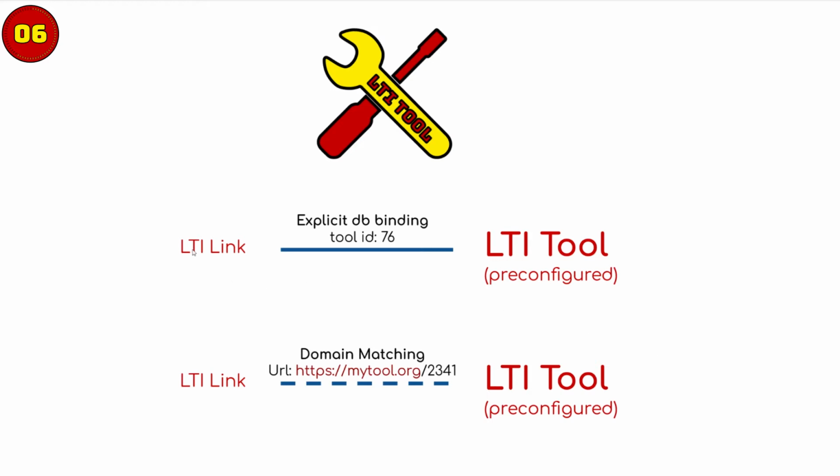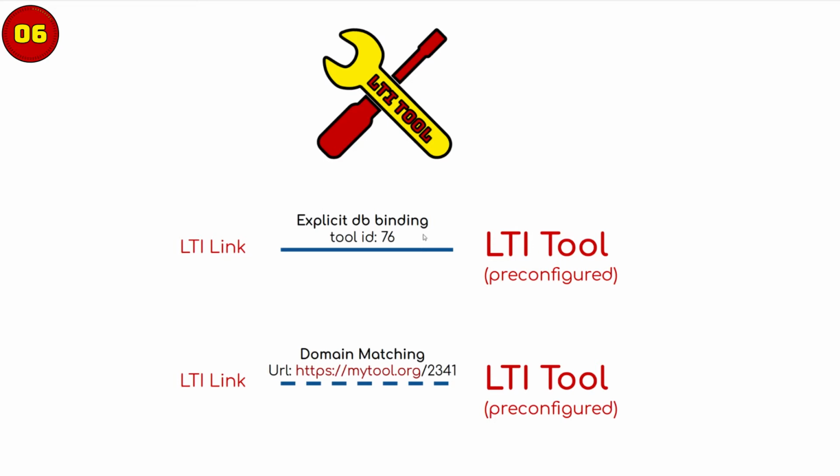A link can actually have an explicit binding. That means if you look at the database, at the link definition, it's going to have the ID of the pre-configured tool it's attached to. So that's an explicit binding. But also there is an important mechanic in LTI, which is based around domain matching. So that means if you put a URL, Moodle is going to say, oh, this URL has the same domain, matches the URL of a pre-configured tool. It's going to associate those through domain matching.